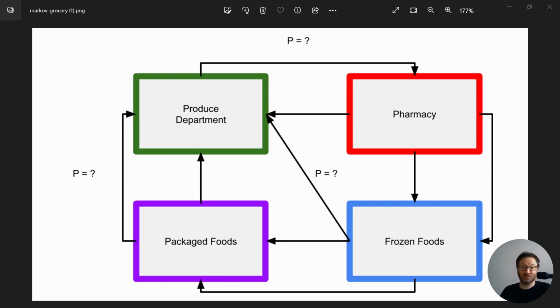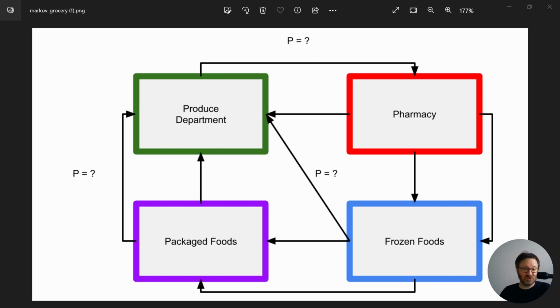One is the produce department, where you have fruits and vegetables. The other is the pharmacy. You can also go to frozen foods or packaged foods, which might be all the snacks in the middle aisles and stuff like that. At each state, or department in this case, you can move to another department. So I know they're all together basically, but imagine that they're all separate.